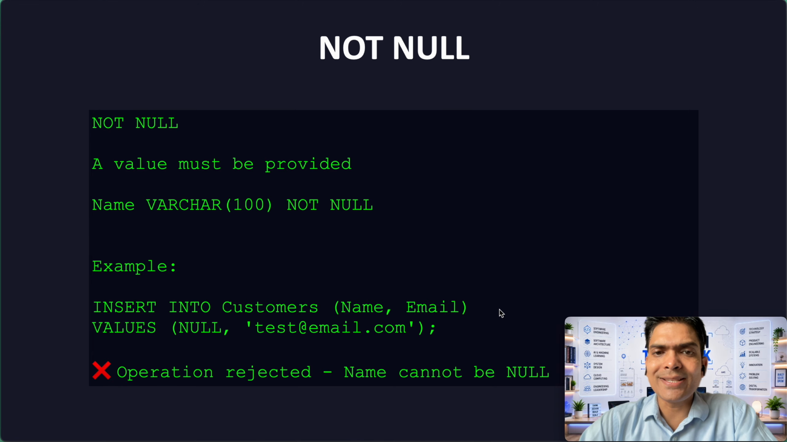The next constraint is not null. As the name suggests, this means that a column cannot contain a null value. For example, perhaps our business requires every customer to have a name. We can define that column as not null. If an application tries to create a customer without providing a name, the database can reject that operation. This is a simple constraint, but it can prevent a lot of incomplete data from entering our system.